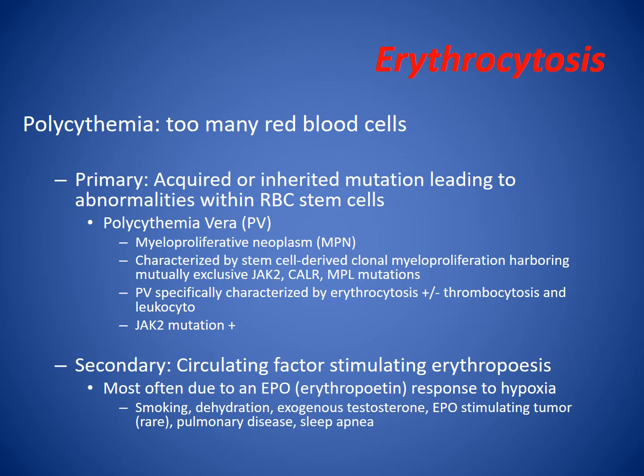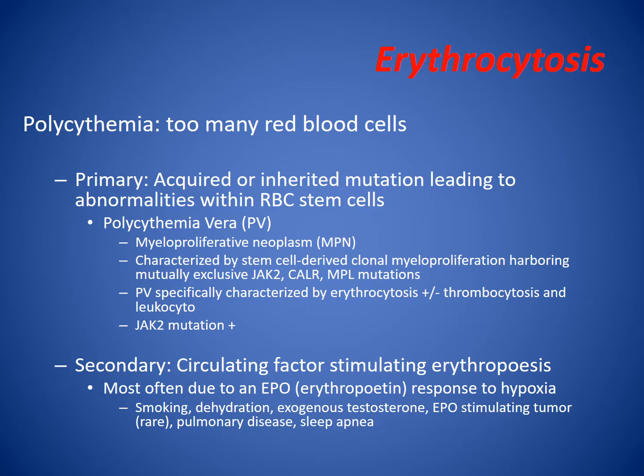Polycythemia. Polycythemia is too many red cells, and this again can be a primary problem where it's actually a genetic mutation, or it could be secondary related to some circulating factor. Most of the time, the secondary ones are related to the erythropoietin and the erythropoietin's response to hypoxia.